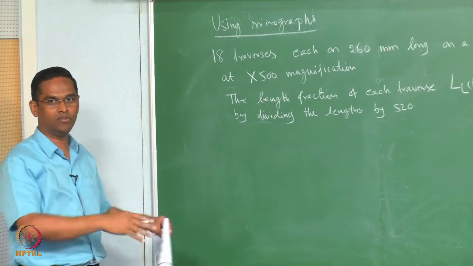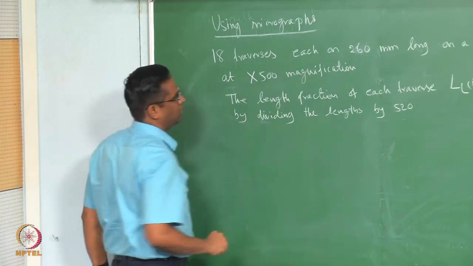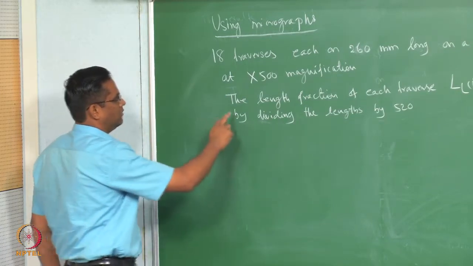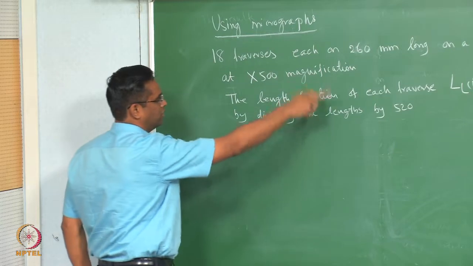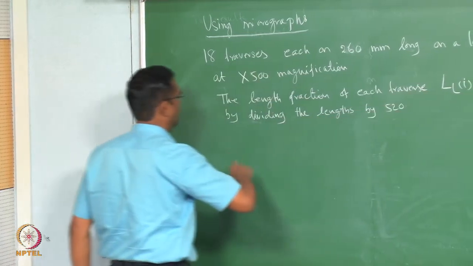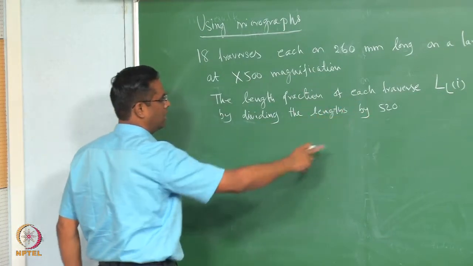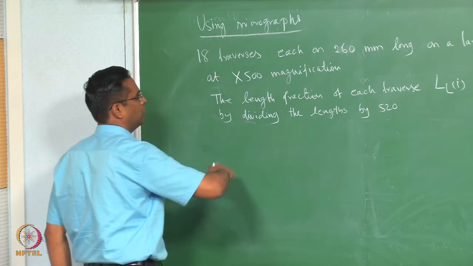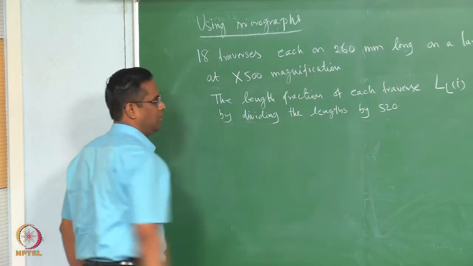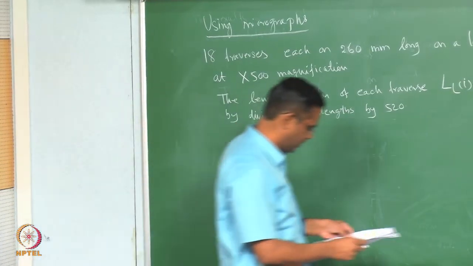So, for convenience you can tabulate it in any form, because the number of intercepts you are going to count is the same. That is why I have said that the length fraction LL in this case is simply obtained by dividing the length we tabulate by 520. So, you can use 18 to 60 or 9 520, both of them are going to give you the same result.